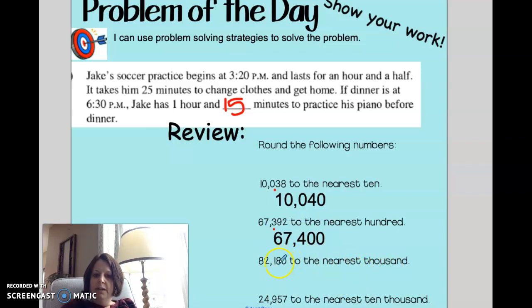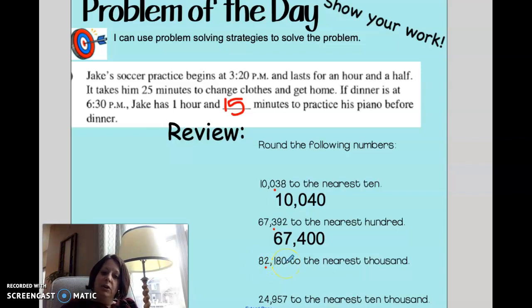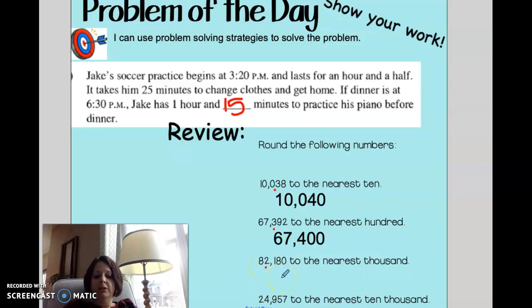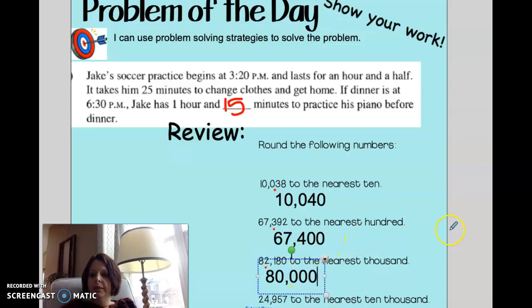Now we need to round 82,180 to the nearest thousand. So we have ones, tens, hundreds, thousands. There it is right there, the 2. Is 82,180 closer to 80,000 or closer to 90,000? You are correct. It's closer to 80,000. So this will be 80,000.